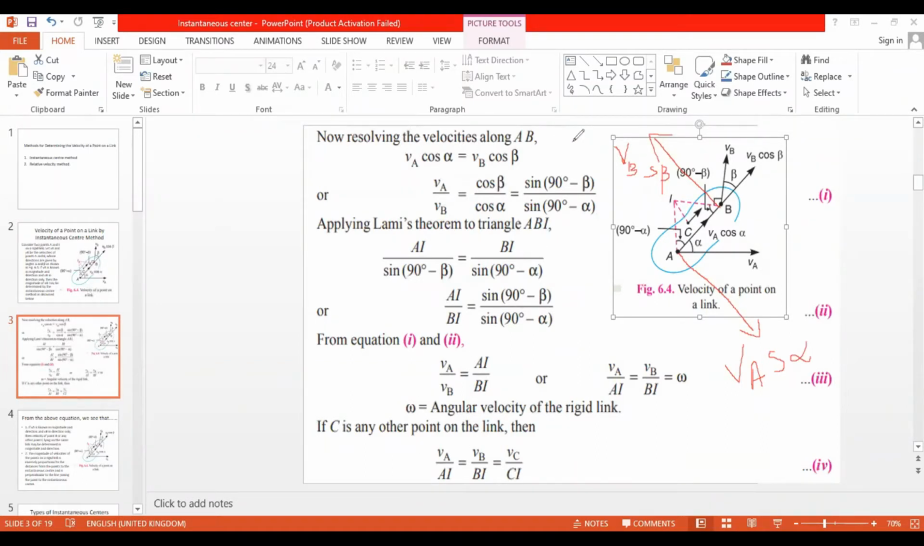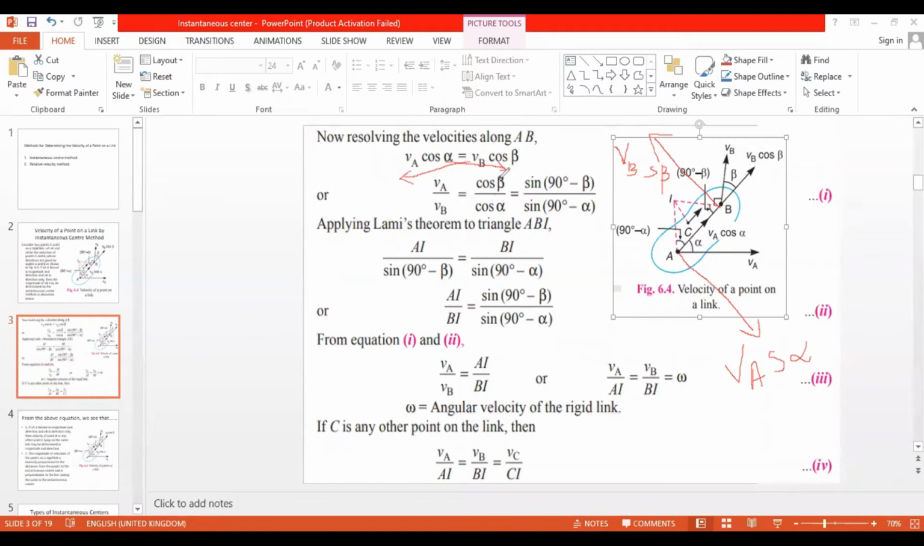So resolving velocities along AB, that is VA cos alpha, along the angle, that is cos alpha, and VB cos beta, right? So now along the axis AB, VA cos alpha and VB cos beta are the same, right? So now I can solve it, okay? I will bring this VA upon VB, right? So VA upon VB is equal to cos beta upon cos alpha.